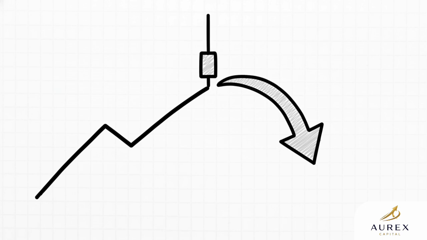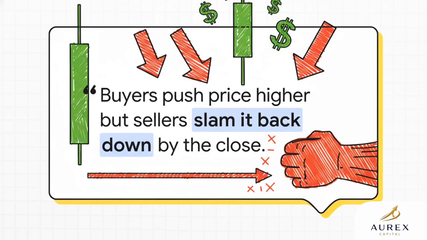It's another story of rejection, but this time, the buyers lose the battle. The shooting star tells the opposite tale. That long upper wick shows that buyers get really optimistic. They were pushing for new highs. But then, the sellers came in with overwhelming force and just slammed the price right back down. It's a huge sign that the buyers are exhausted and might be out of steam.